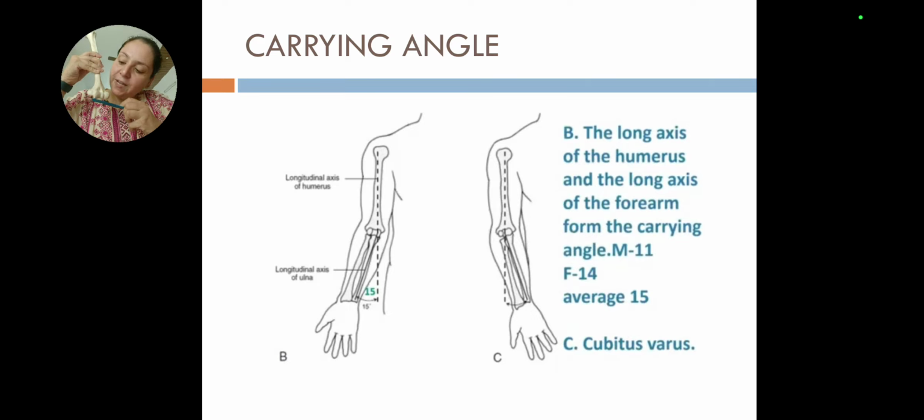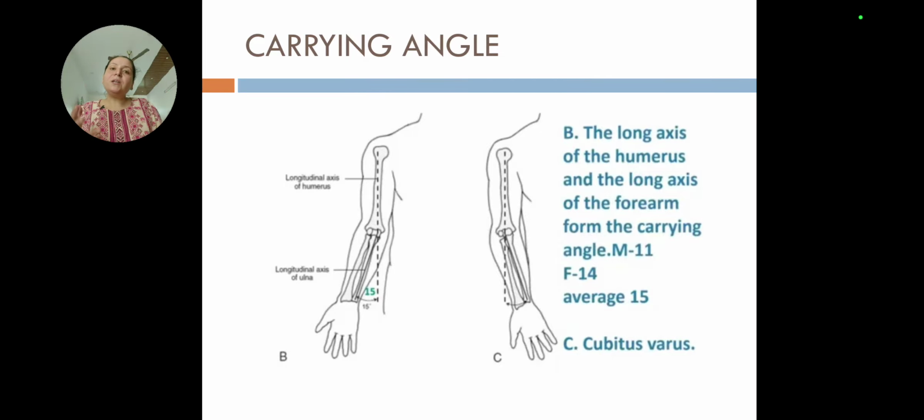This trochlea is more distally oriented as compared to the capitulum. This is the reason why this angle is taking place. You can see the lateral surface of the trochlea is more prominent as compared to the medial surface. So this is the anatomical reason why this carrying angle happens.